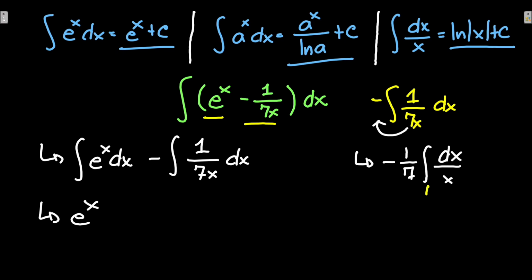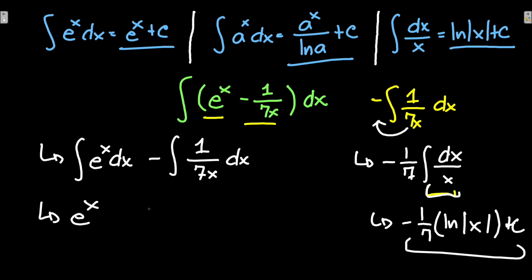And now you can use this formula wherein this would be the answer. So this would be negative 1 over 7 multiplied by the integral of dx over x, which is ln of the absolute value of x plus c. And so combining that with the rest, this would be negative 1 over 7 ln x plus c. And so this is your final answer.